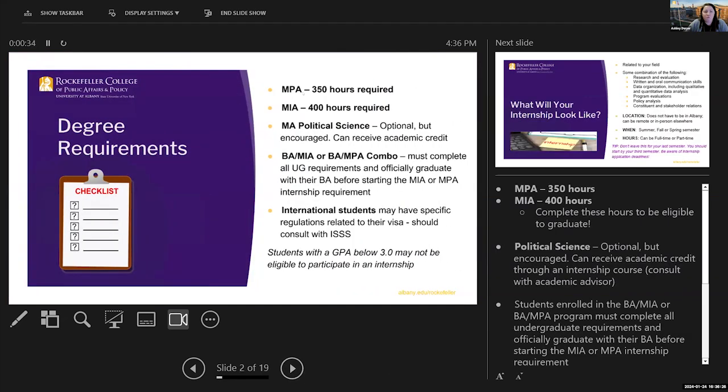So to kick it off, if you are an MPA student, you are going to be required to complete 350 hours of internship in order to graduate. What's important to note is that this is not for credit. So we will get into this, but this can really occur at any point during your time here as a student, so fall, spring, or summer. So MPA students have to complete 350 hours, and while it's 0 credit, it is something that we track and process in order for us to sign off on your graduation.